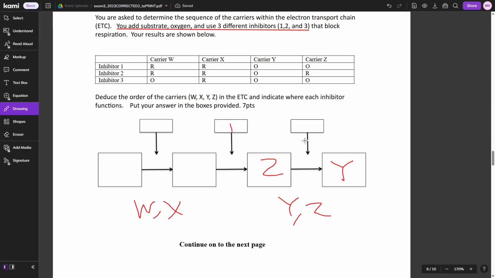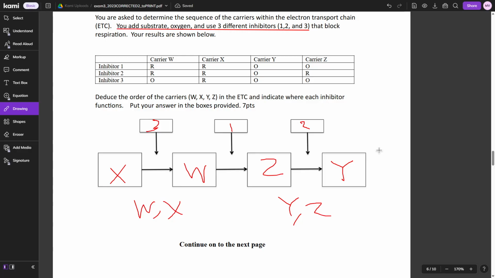Okay, so that's going to be Z, and this is going to be inhibitor 2. Make sense so far? We're following along. Okay, and then by process of elimination, this has to be inhibitor 3, but that doesn't tell us what the order is of these 2. So you're saying X is the first one being reduced? Yeah, it's being reduced before anything in the other 3 are oxidized.